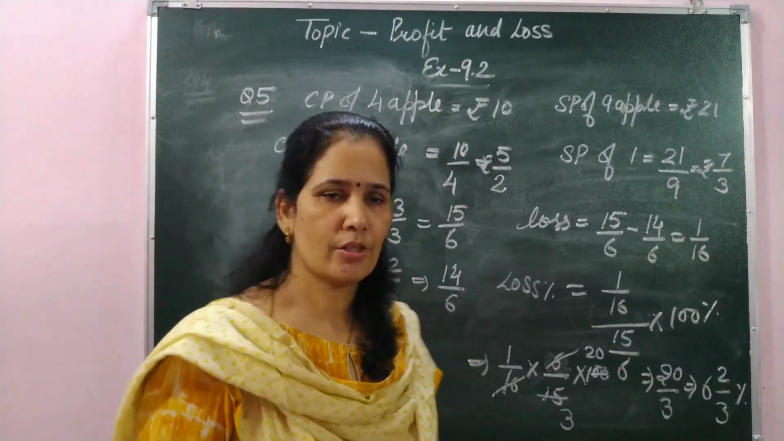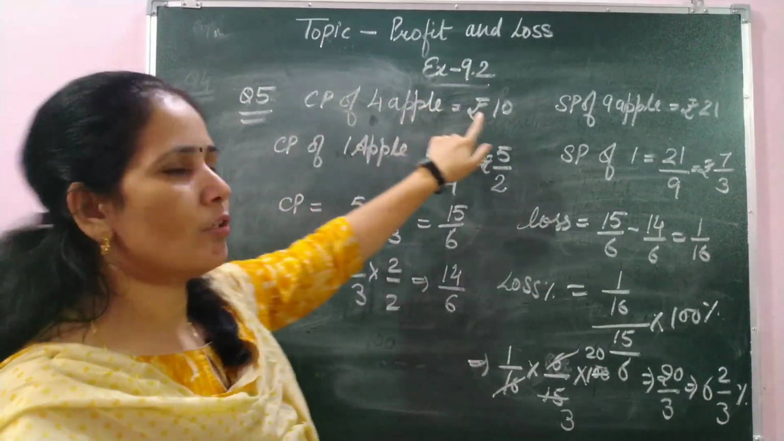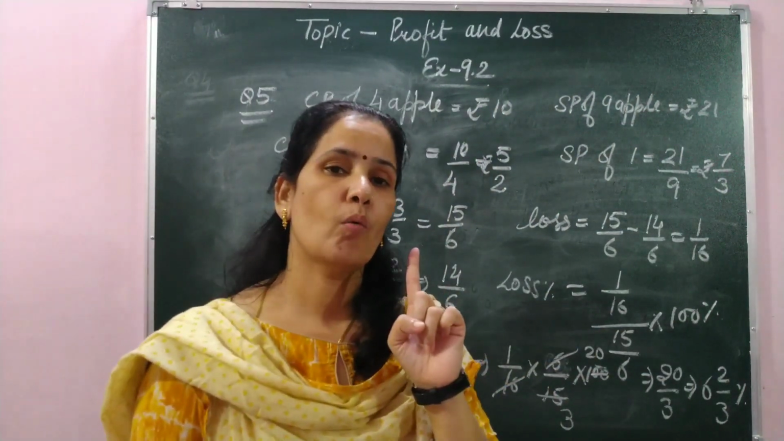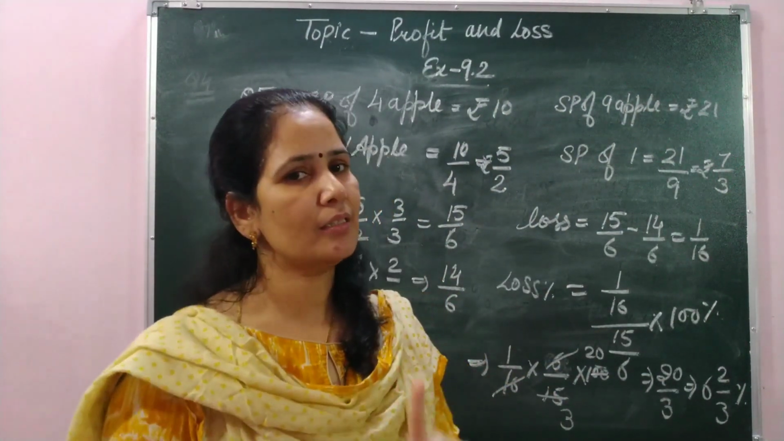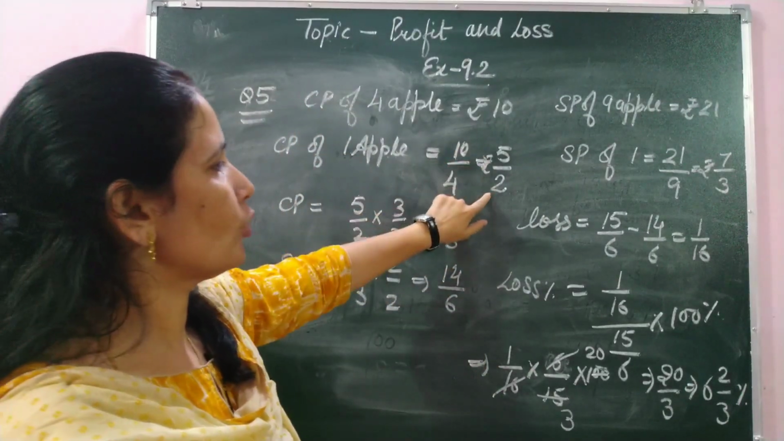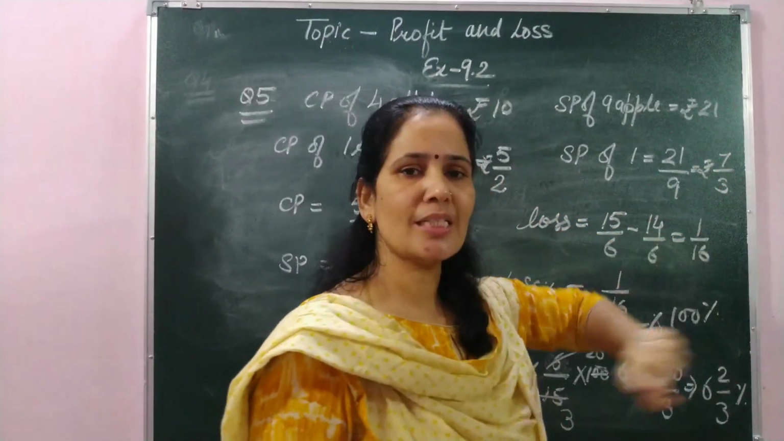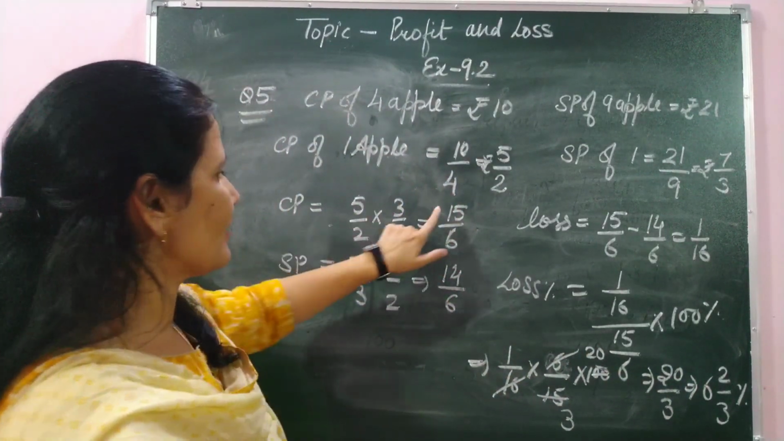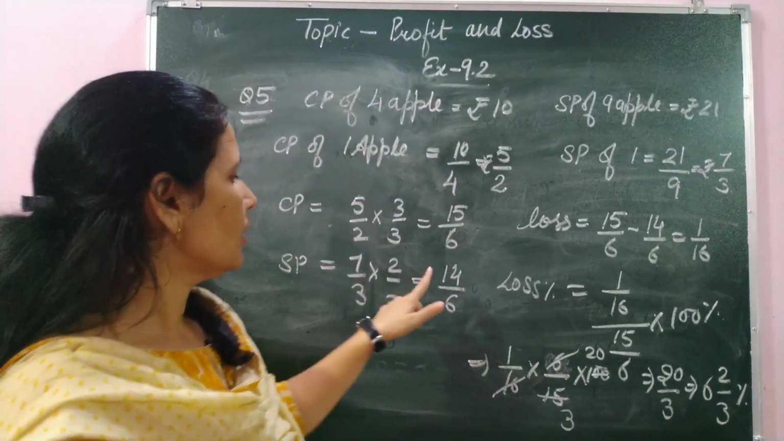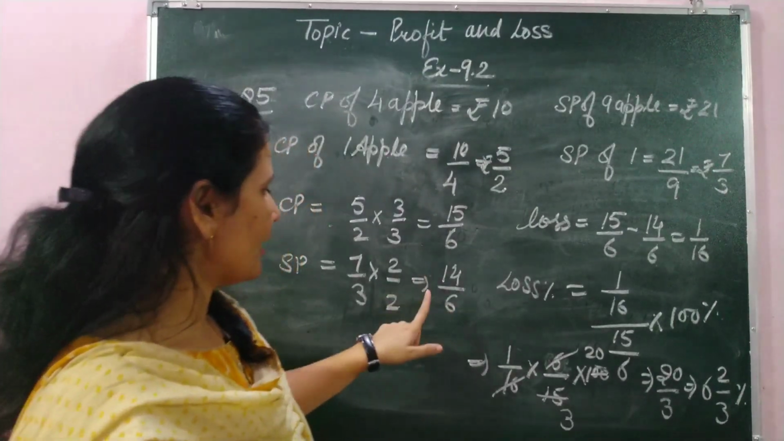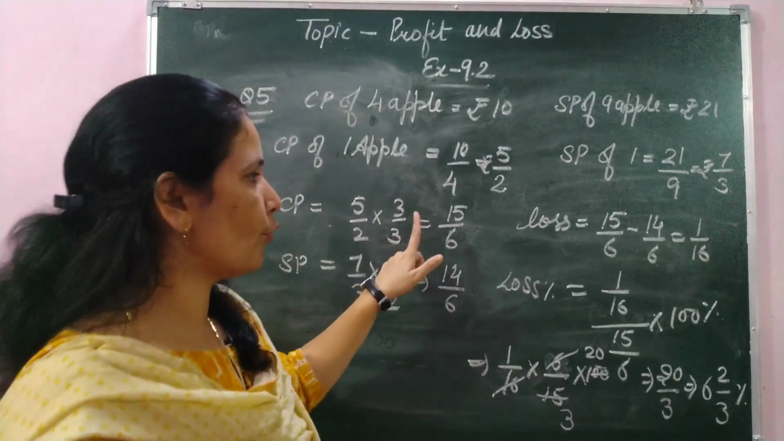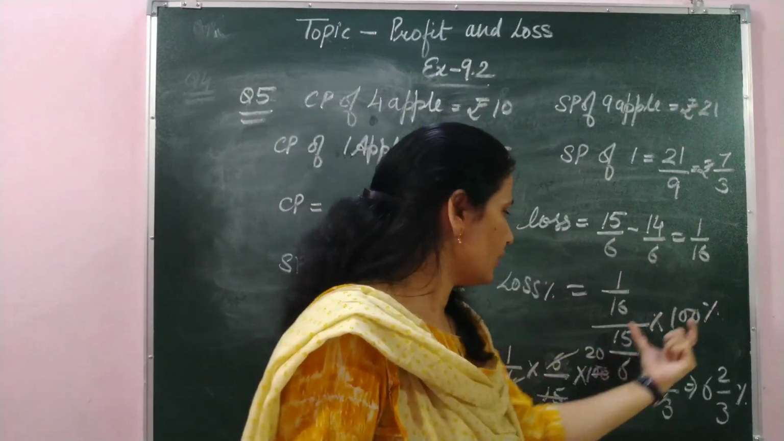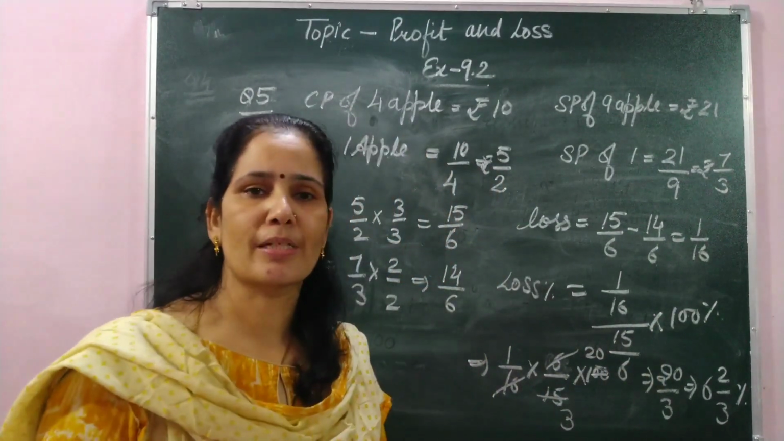I repeat this question again. They have given the cost price of apples and the selling price of apples. So first of all, find the cost price and selling price of 1 apple. That is 5 by 2 and 7 by 3. These are unlike fractions. First convert them into like fractions. Then we come to know the cost price of 1 apple is 15 by 6 and the selling price of 1 apple is 14 by 6. The selling price is less than the cost price, so we suffer a loss here. First we find the loss amount, and then by applying the formula we find the loss percentage.